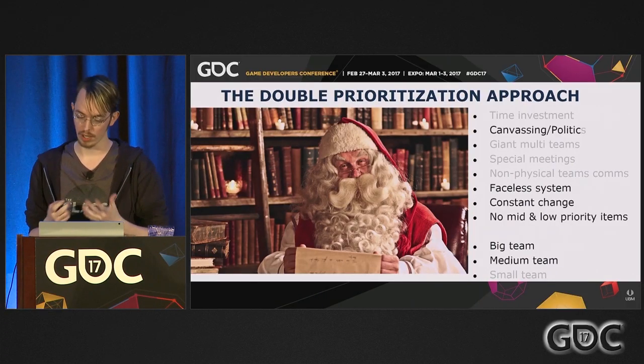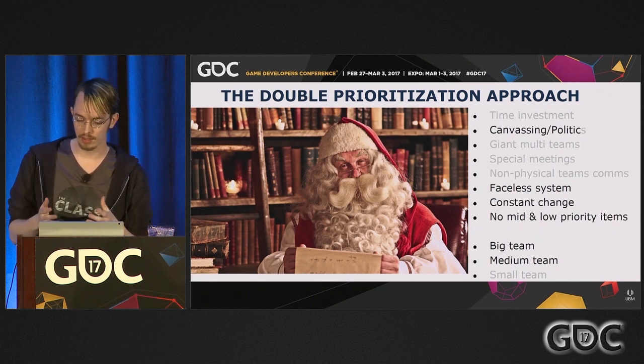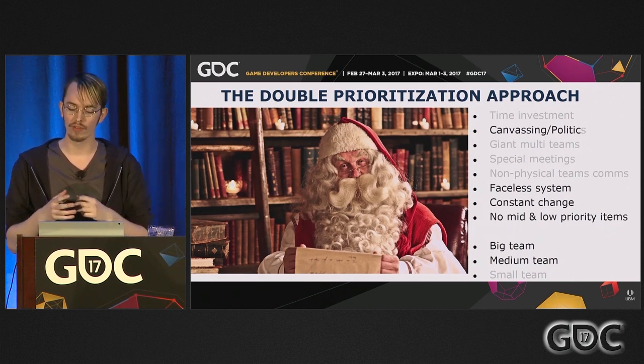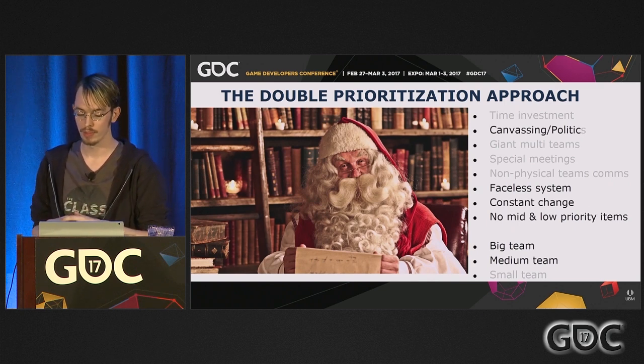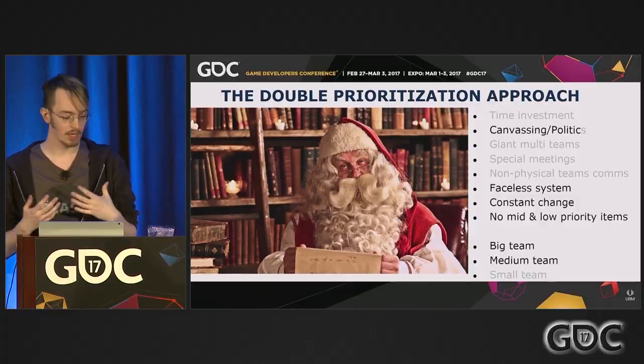The double prioritization approach. So this one was used by 1 company I talked to. This one can suffer from politics, can feel like a faceless system. There's constant change, and you can fail to reach mid and low priority items. But it can fit big and medium-sized teams. So in this case, requests are submitted by users, and the user states the benefit with numbers, like 1 to 5. And for a request, it goes to the tool programmer, and the tool programmer states the cost again with numbers, 1 to 5.